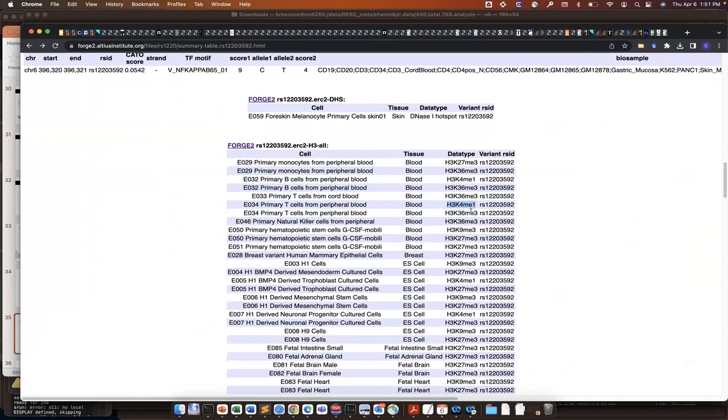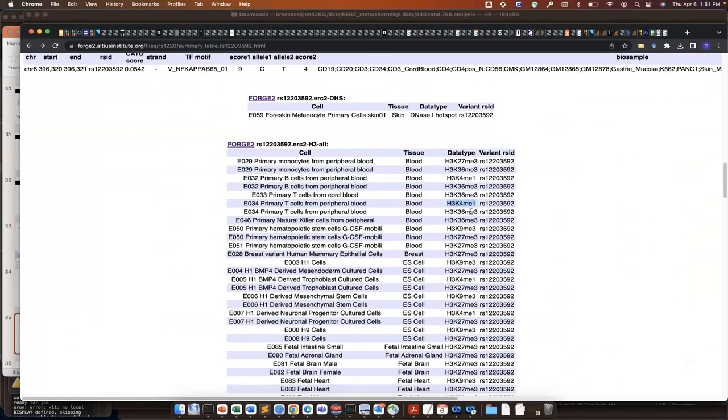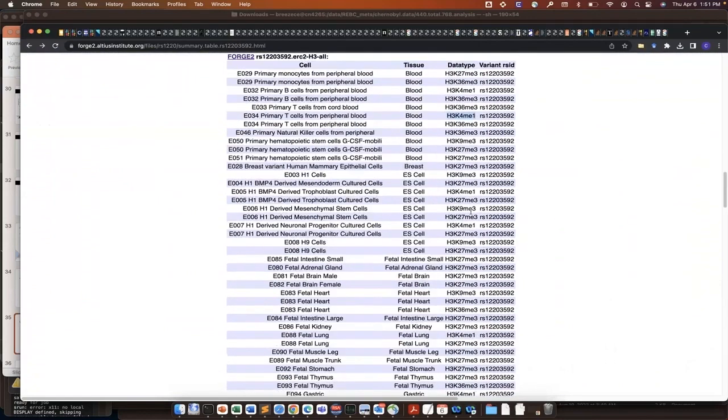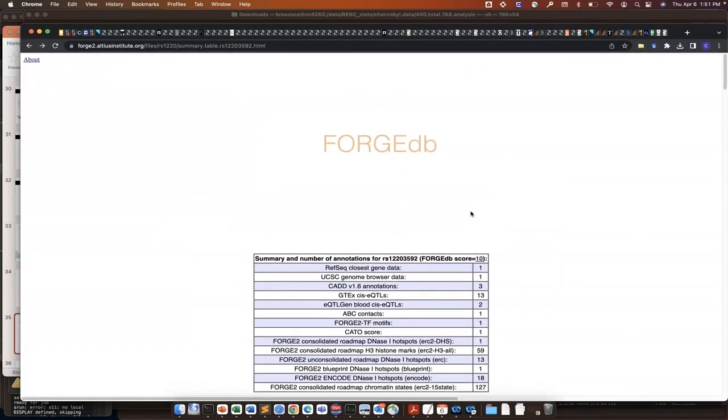Yeah, we have CATO and FORGE2 TF information. So we have several different motifs overlapping. We have one motif which has consensus overlap and a match with a p-value of 8 times 10 to the minus 6. And we also have a CATO score for those particular alleles. So the variant affects binding in all of these different cell types. Can you see the cell types here?